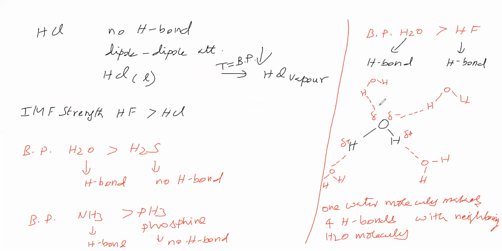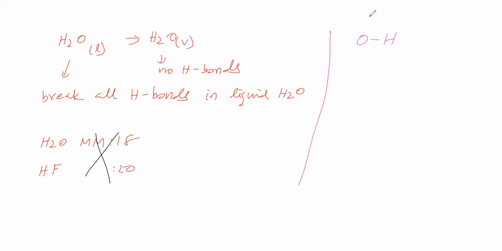Now in water, oxygen electronegativity is 3.5, hydrogen is 2.1. Therefore we will see the electronegativity difference. So in water the OH bond is there. This electronegativity is 3.5, this electronegativity is 2.1. Therefore, the electronegativity difference is 1.4. In HF we will take fluorine 4, hydrogen 2.1. Therefore, the difference is 1.9.